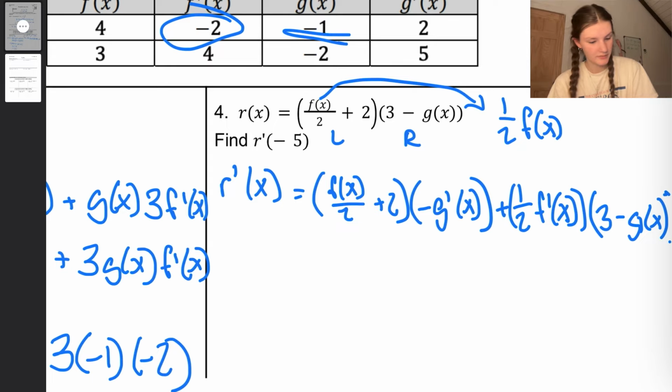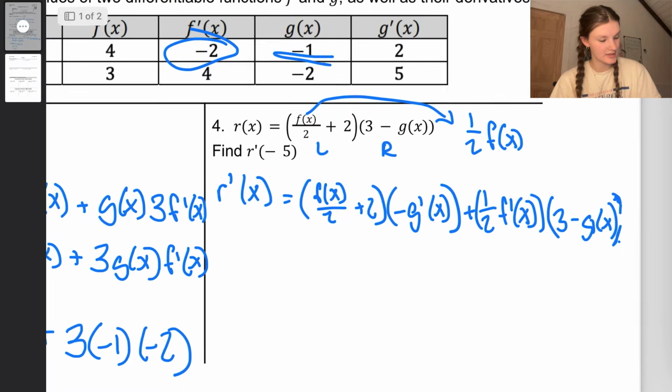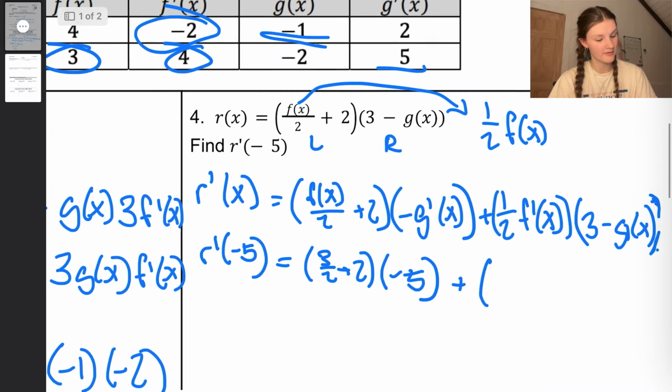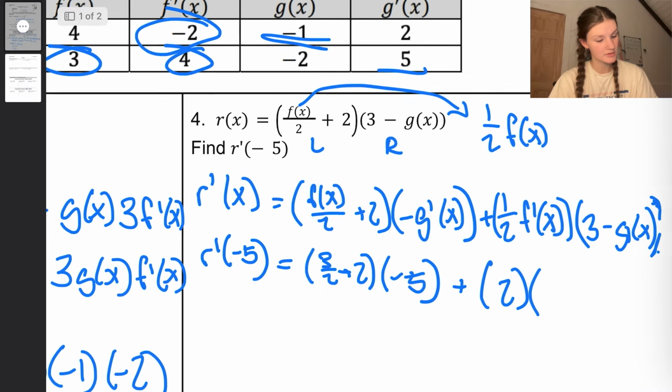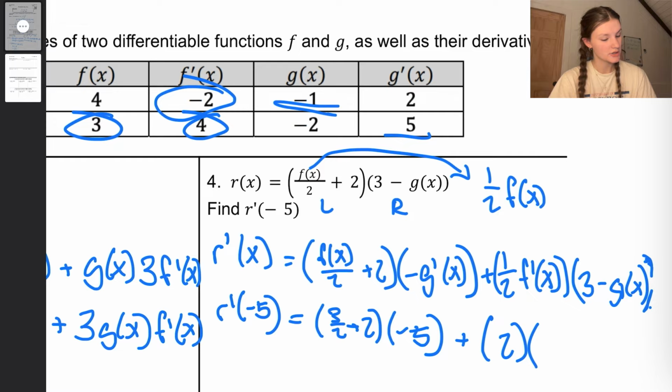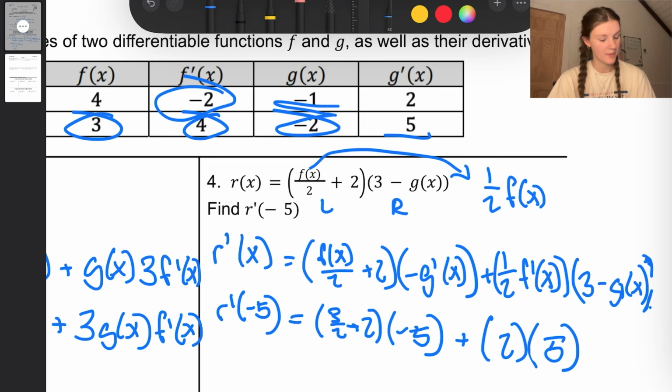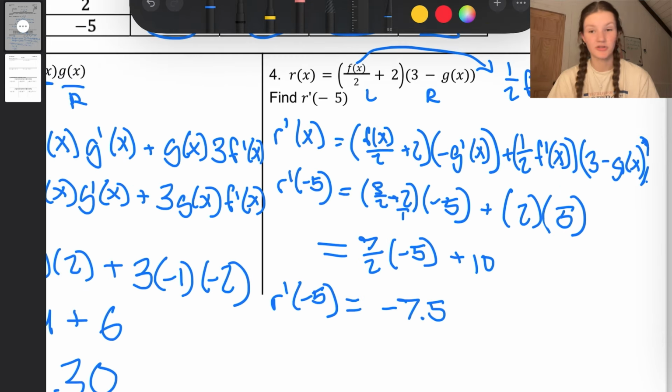Sorry for my handwriting. Going to do the double parentheses there. That's a whole big mess to plug in. Okay, so 4, 1/2 of that is 2 times 3 minus g of x, negative 5. 3 minus negative 2. That's 5. So the derivative of r at negative 5 is equal to negative 7.5.